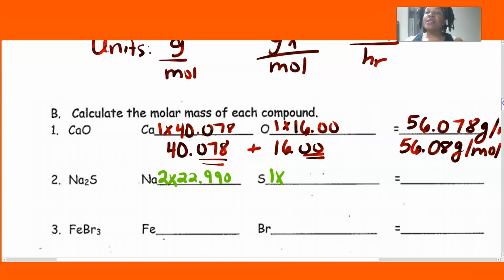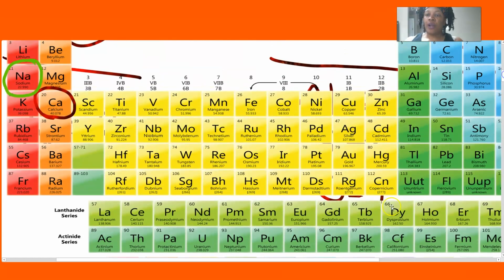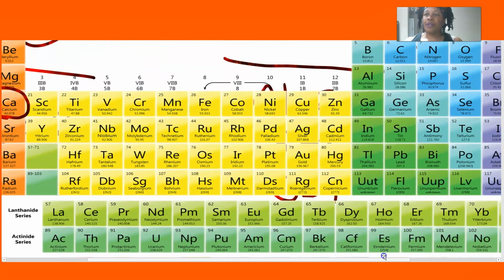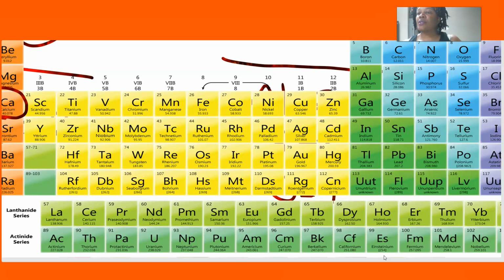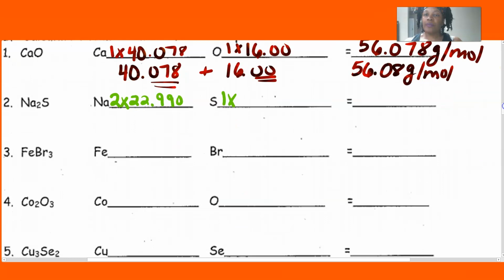Now let's go ahead and get into sulfur. Sulfur has a molecular weight of 32.066 right here, okay? So we're going to write that number down, 32.066. So right here, we're going to go ahead and write down our calculations.